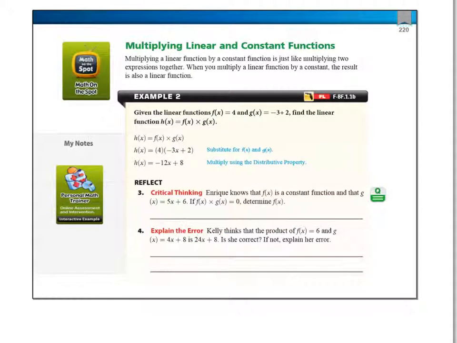Next, we're going to be multiplying a linear and a constant function. Linear means that it would form a line. Constant means it'll be just a number. So we're multiplying a number times an expression, which means we'll be using the distributive property.